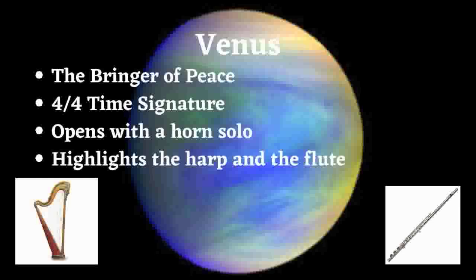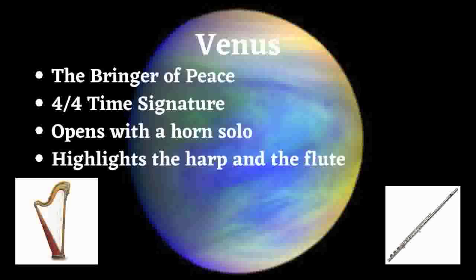So in contrast, after our 5/4, we have a 4/4 time signature for Venus. Four beats per measure, quarter note gets the beat. We're super comfortable with this time signature. So it's gonna feel a lot more peaceful from the very beginning. 1, 2, 3, 4. This piece is gonna open with a horn solo.